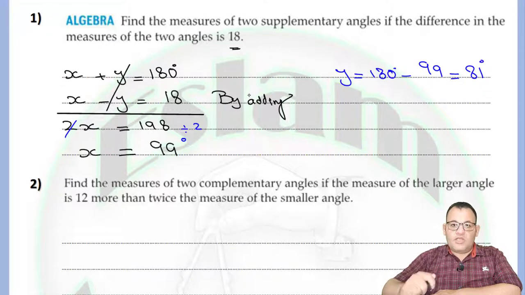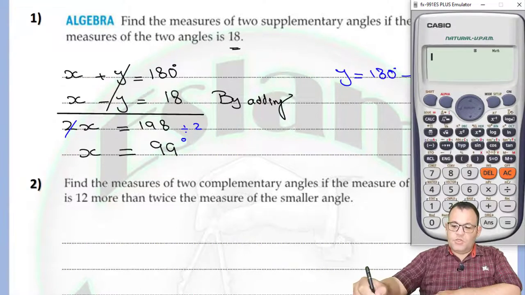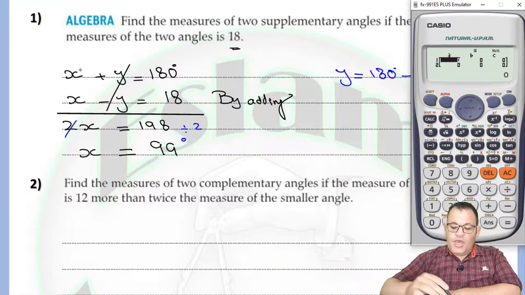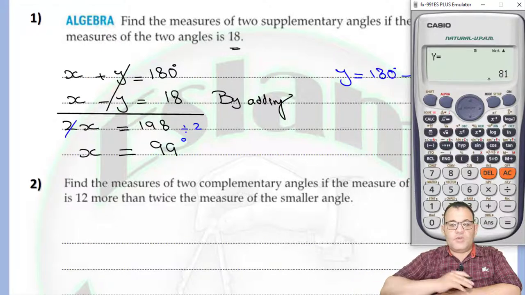You can use a calculator for solving this type of question. Now we have a system of equations of the first degree. So we can use mode equation, which is 5, and press 1 for the equation of the first degree, which is the linear equation. a equals 1, b equals 1, and c equals 180. Then a equals 1, b equals negative 1, and c equals 18. If you press equal, you will find that the value of x is 99, and the value of y is 81. And that's how we can solve it by using the calculator.